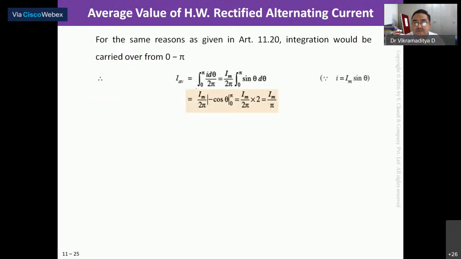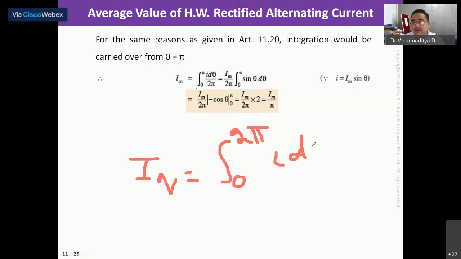Similarly, you can calculate the average value of the waveform. No doubt, the formula I have written here has 2 pi, but mind how to solve it. I average is nothing but, first of all, write down the limits. 0 will be the starting point, and 2 pi will be the total time of one cycle. No doubt it is completing one cycle. So the integral of I d theta upon the total time period, 2 pi minus 0.